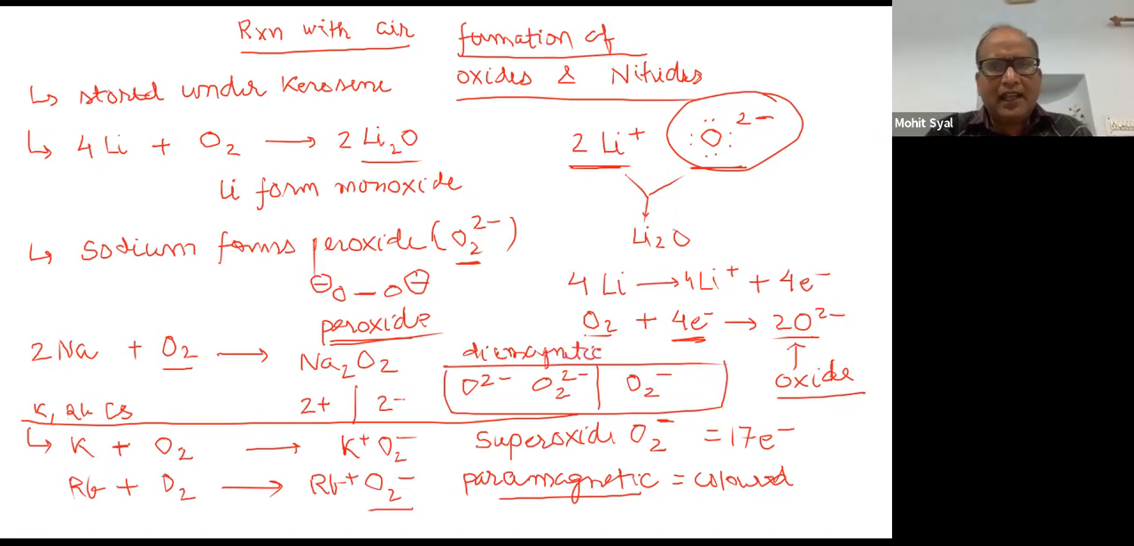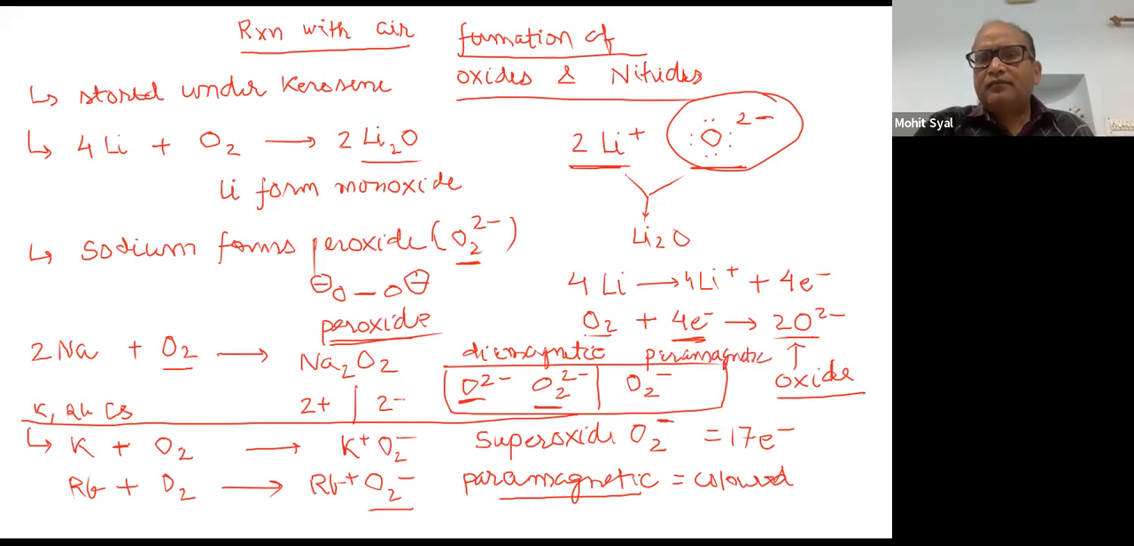Diamagnetic means they have all electrons paired, because you have added electrons in multiples of 2. So all electrons will be paired in oxide and peroxide. Because of the paired electrons, the magnetic character of the electrons is cancelled. So they will be diamagnetic and this one will be paramagnetic, right? Is it clear? Any doubt in this?